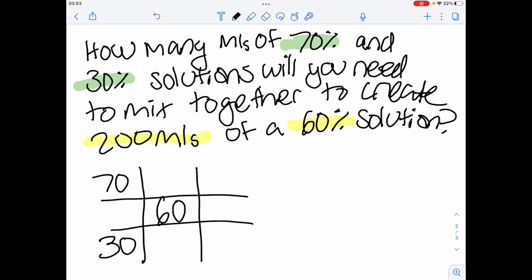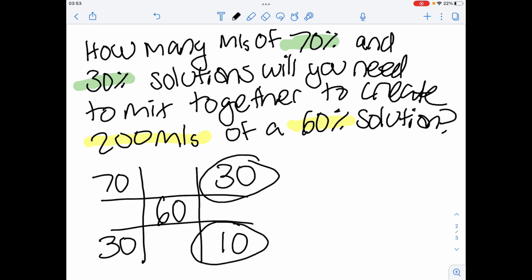And then I'm going to subtract diagonally. So 70 minus 60 is 10. 60 minus 30 is 30. We always want to leave these values as positive numbers. So let's just say you subtracted 30 from 60. You would get negative 30, but we still always want to put them as positive. So 30 and 10.